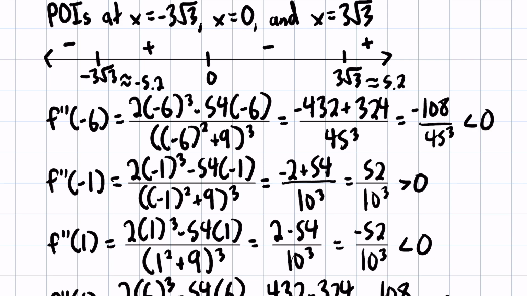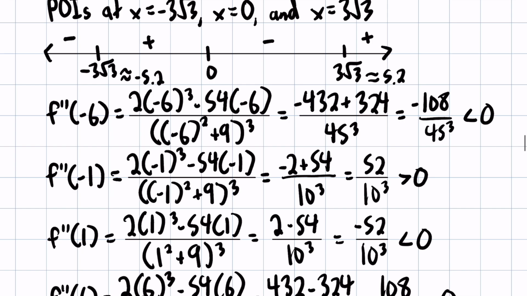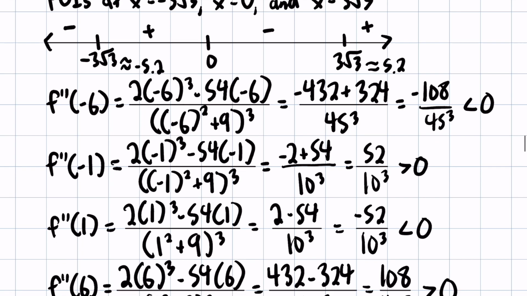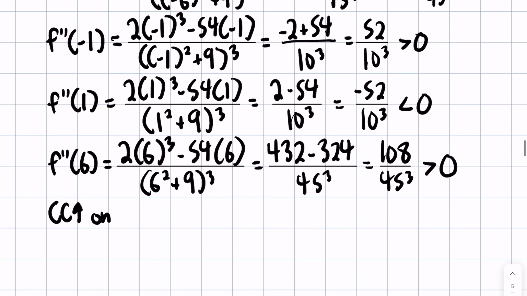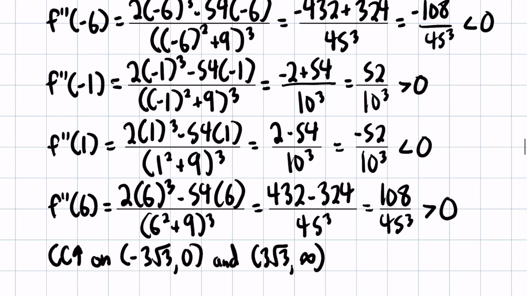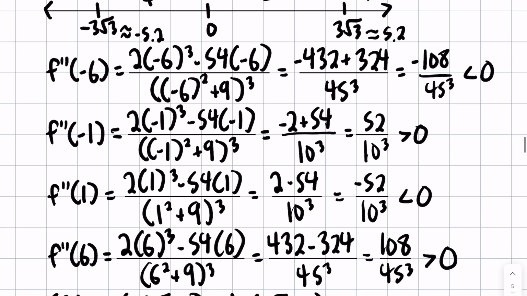Now we use this number line and we're concave up everywhere that the second derivative is positive. So we're concave up wherever we have a plus sign. So here, that's from negative 3 root 3 to 0, and from 3 root 3 to infinity. And then we're concave down wherever there's a minus sign.